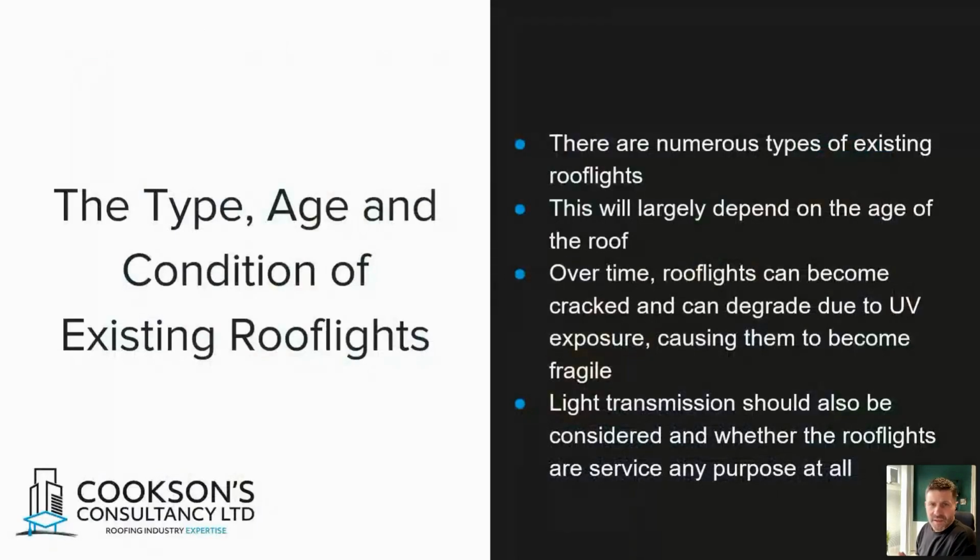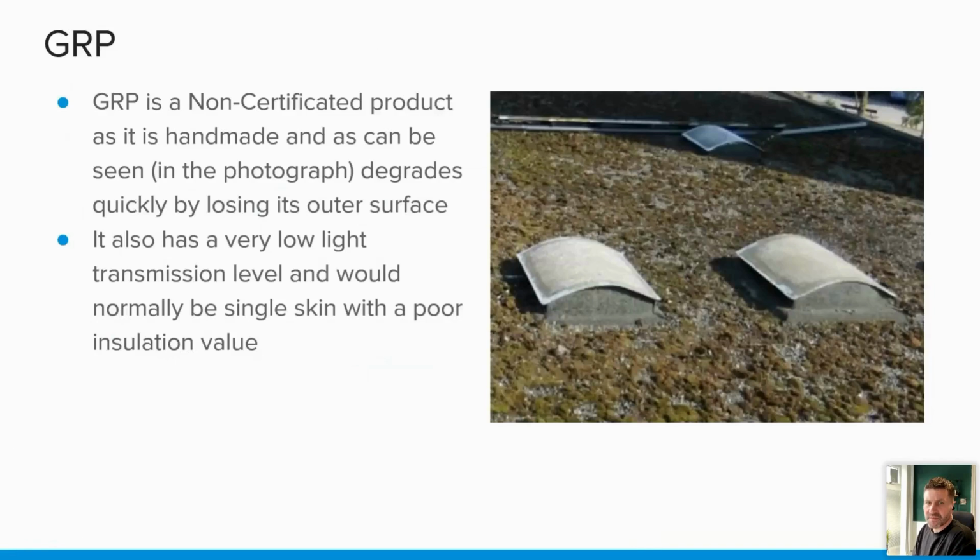Okay, so we're going to have a look at a few different types of roof lights in this one. So we're looking at the type, age and condition of roof lights on this. A few different types of roof lights that we might find when we do this. We'll explore the termination details on this as well. So like I say, the felt has been taken up here, but we need to measure these upstands because obviously they look a bit low.